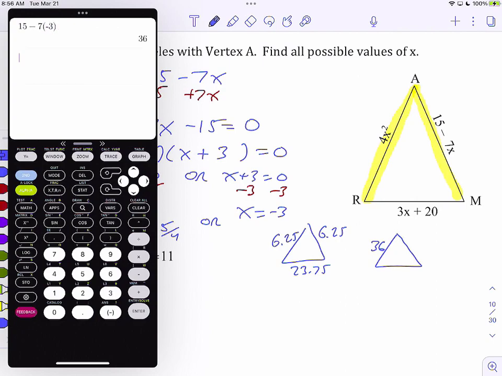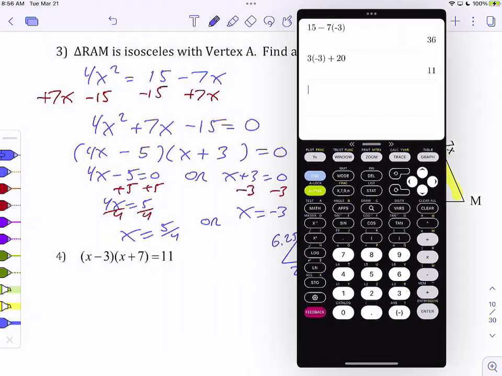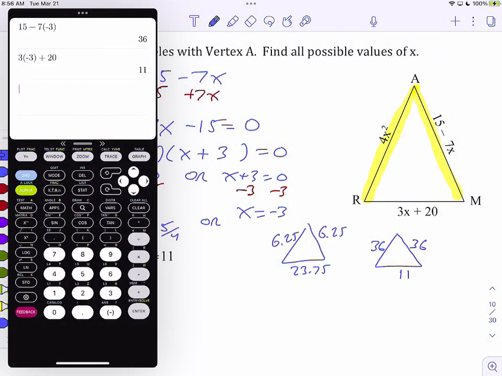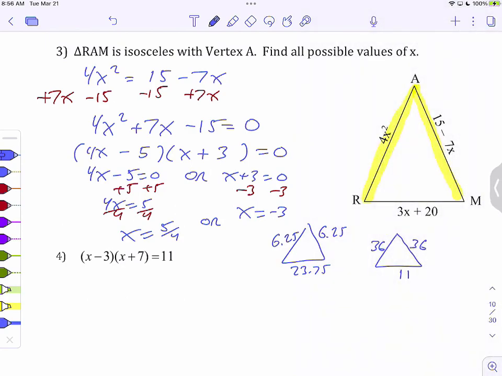-3. But this comes out to be 36. This is 3 times -3 plus 20, which equals 11. The rule on triangles is if you add two sides, they have to be bigger than the third. And in this problem, this one doesn't actually make sense. These two numbers are too small. Those add to much less than 23.75. So it ends up being the -1 is the only answer there.